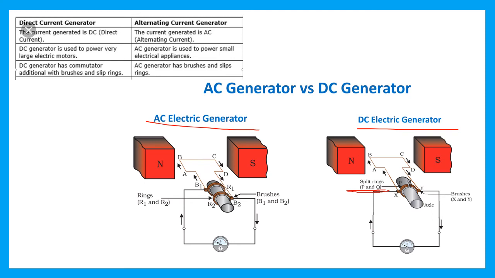And here are the differences between a direct current generator and an alternating current generator. A DC generator generates DC, while an AC generator produces AC. A DC generator is used to power very large electric motors, while an AC generator is used to power small electrical appliances. A DC generator has a commutator. An AC generator has brushes and slip rings only.